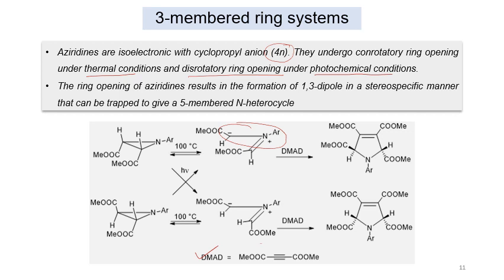Now you can see here, these two are cis, whereas in this particular case, these two are trans to each other. If the ring opening of these aziridines was not stereospecific, then these two would be exactly the same. You would not get selectivity in the cycloaddition. The very fact that two isomeric 1,3 dipoles are formed clearly indicates that this ring opening reaction is highly stereospecific.